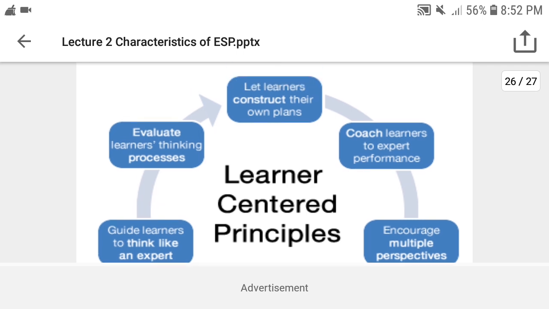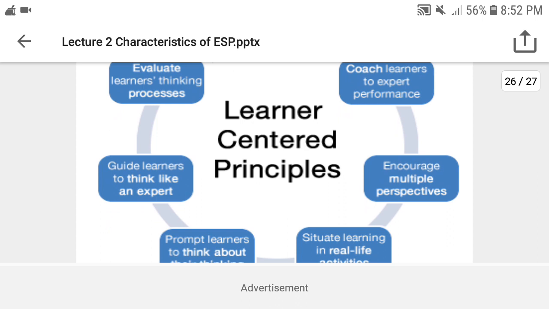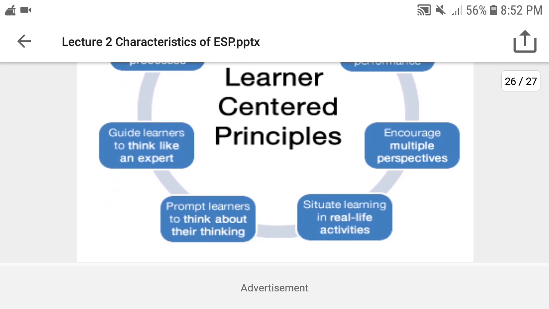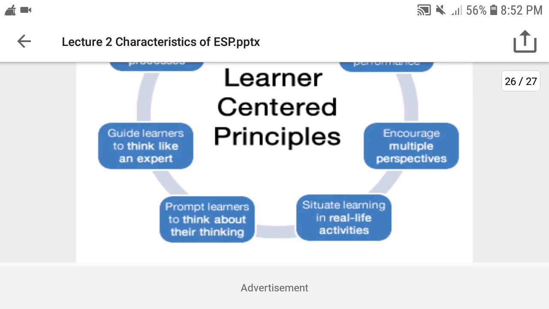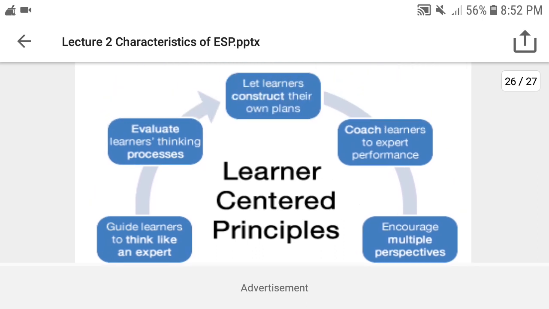Here are the learner-centered principles. Let learners construct their own plans. Coach learners to expert performance. Encourage multiple perspectives. Situate learning in real-life activities. Prompt learners to think about their thinking. Guide learners to think like an expert.